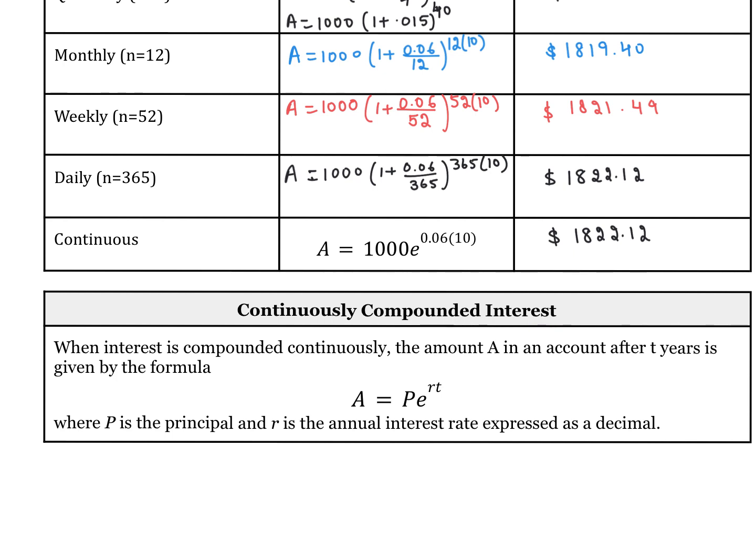Continuously compounded interest: when interest is compounded continuously, the amount A in an account after t years is given by the formula A equals Pe^rt, where P is the principal and r is the annual interest rate expressed as a decimal. So this is the formula you're going to use every time the interest is counted continuously throughout the year. It's not daily or weekly or quarterly. It's counted continuously throughout the year.